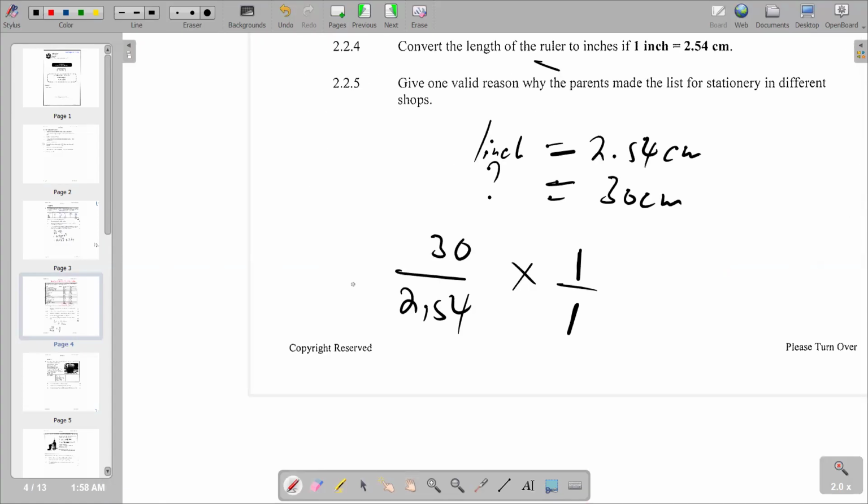We see that the answer that we are supposed to get, we are going to get it as 11 to two decimal places, 11.81 inches. So this is our final answer.